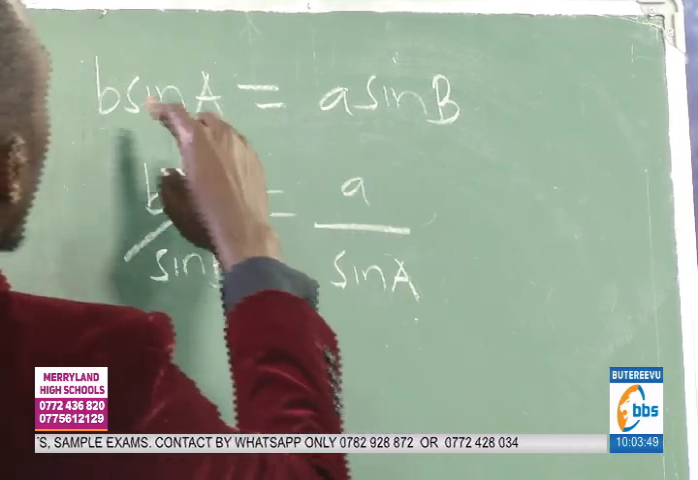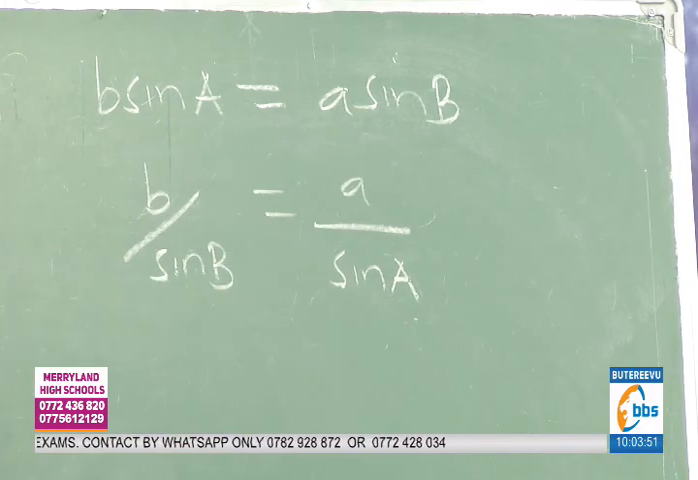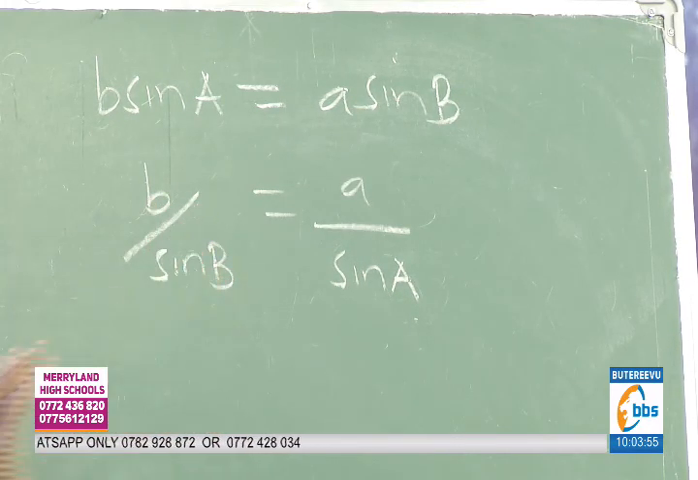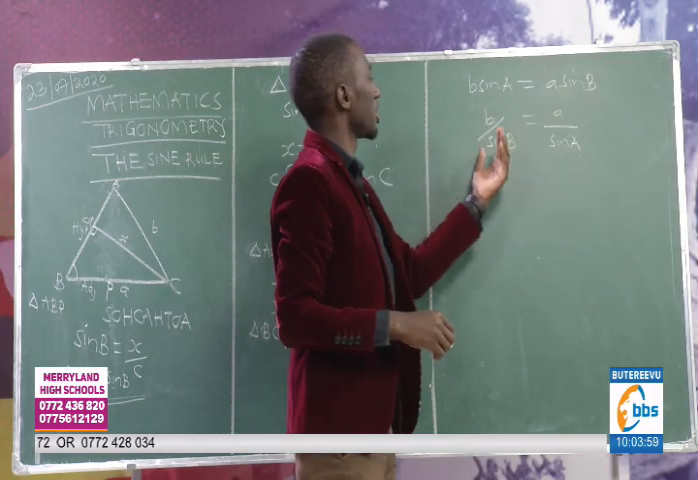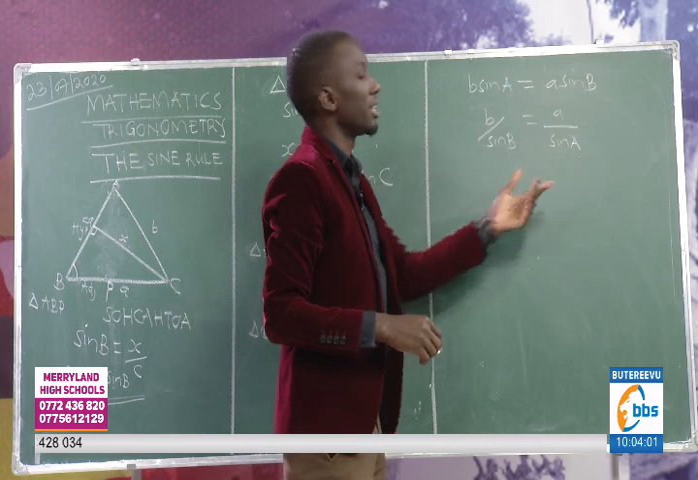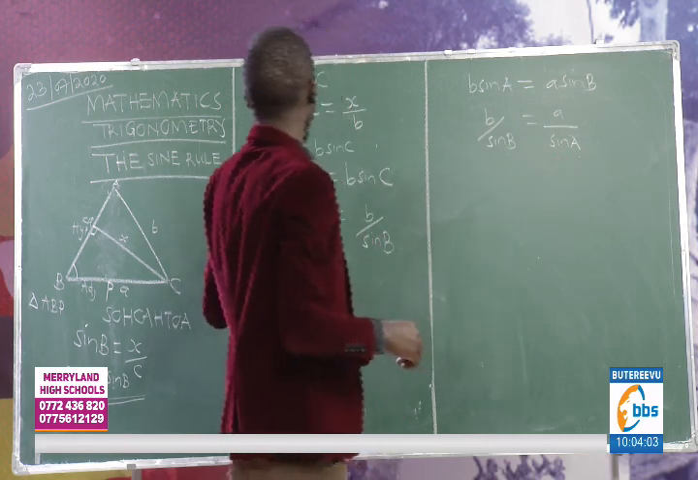So you just have to divide by sine A, sine B on both sides. Now that's what you are going to have. After getting this, if you compare with the previous one, it means that B sine B is going to be equal to A sine A, which is the same as C sine C.